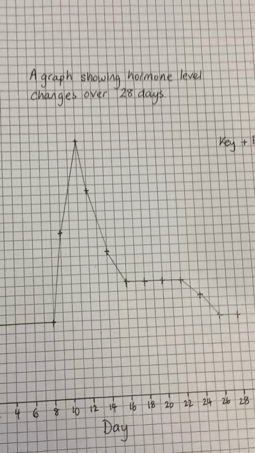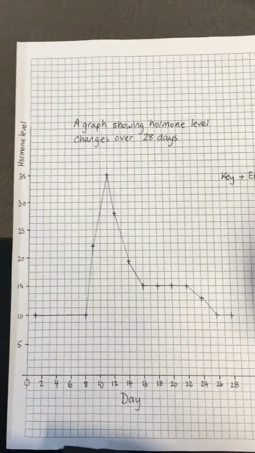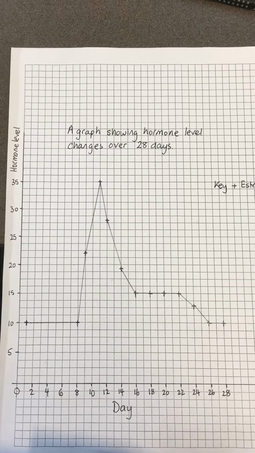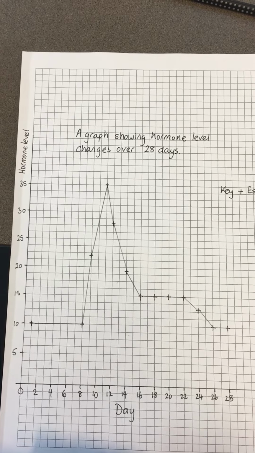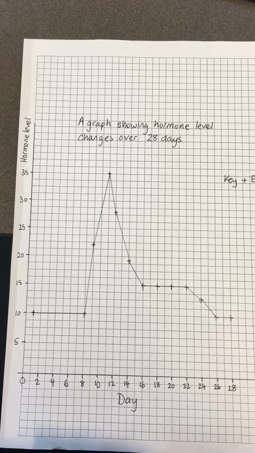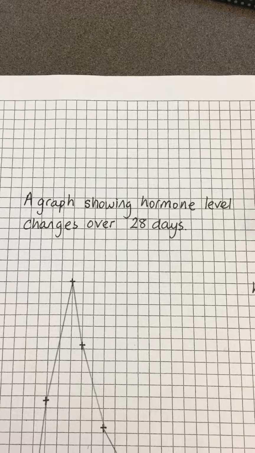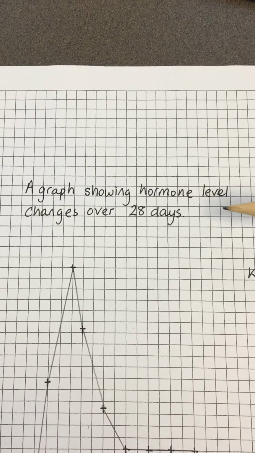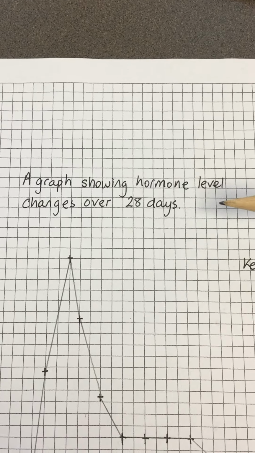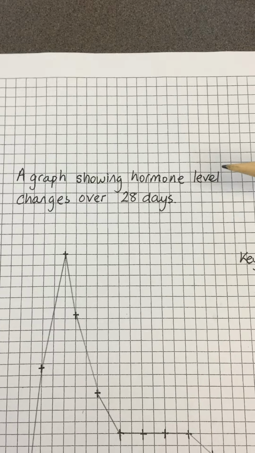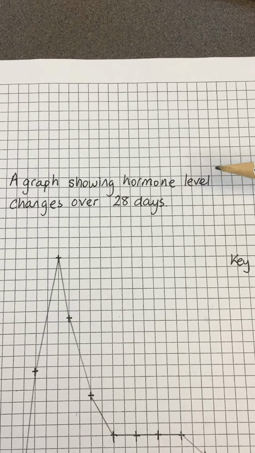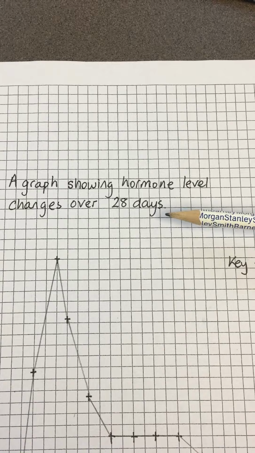So here's a graph that I've already drawn. I'll just pull out a little bit so you can see all the features. And then if I zoom in, let's have a look at some of the good things about this graph. First of all, we have a title, and the title should refer to both of the pieces of data that are going on the graph. So we're referring to hormone levels, and we're referring to days.